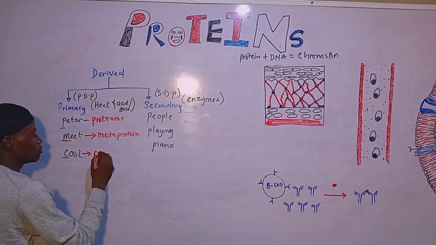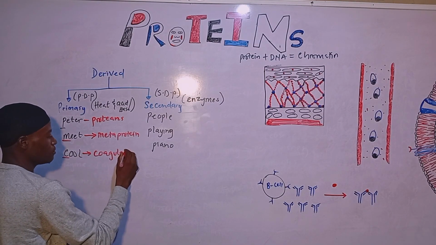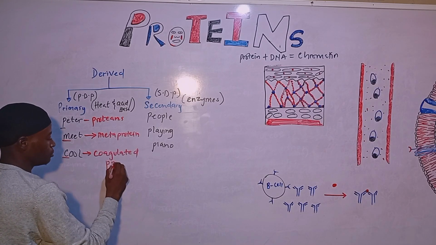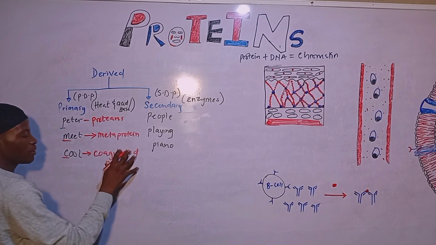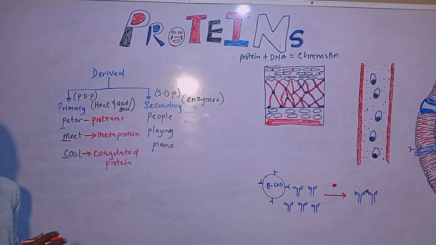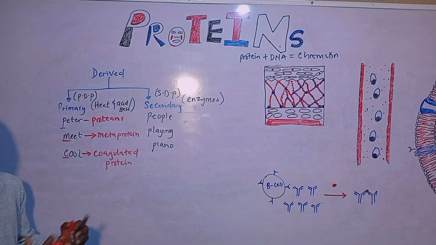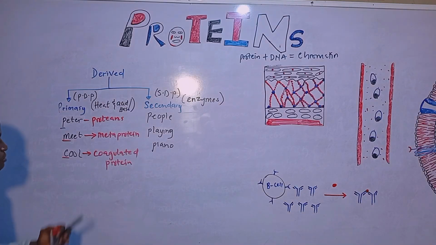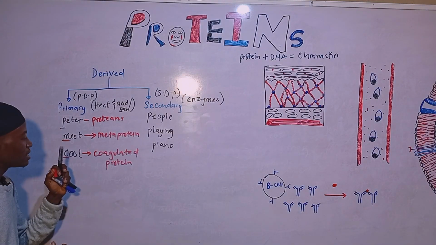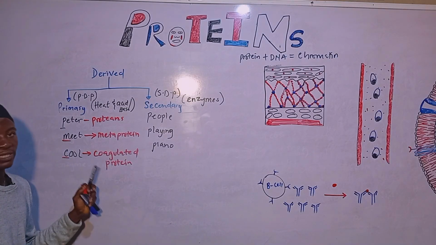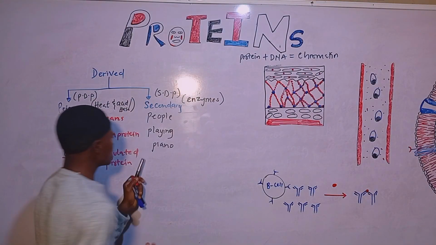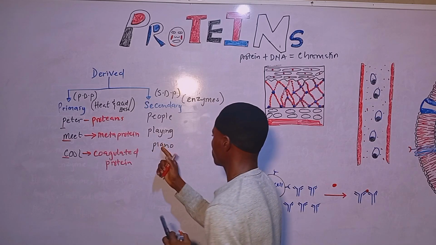Then the next one we have is C, which represents coagulated protein. They are obtained whenever the protein is treated with heat. Just think of it: you have your normal egg, and when you boil it, you've already treated that egg with heat. In that case, it is going to coagulate. That's basically what it means. So coagulated proteins are obtained whenever protein is treated with heat. Then the last few letters are people playing piano.